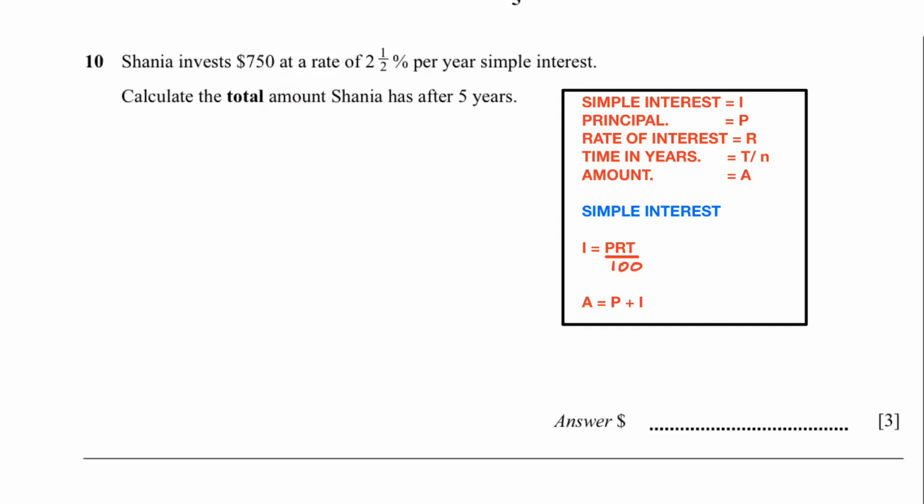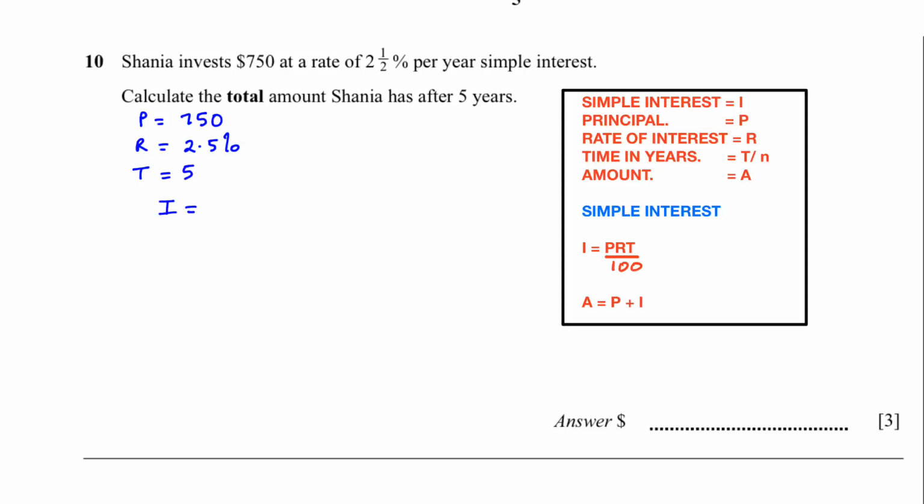When they want you to find the total amount, first find the interest using this formula and add the total to your principal. Principal is the starting amount that you have when you invest. So let's write down what we have. Principal is $750. Rate of interest is 2.5%, and time in years is 5 years.